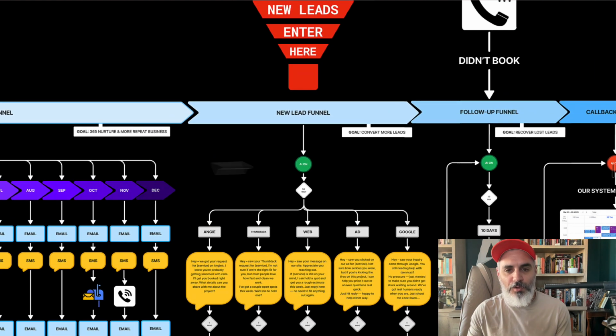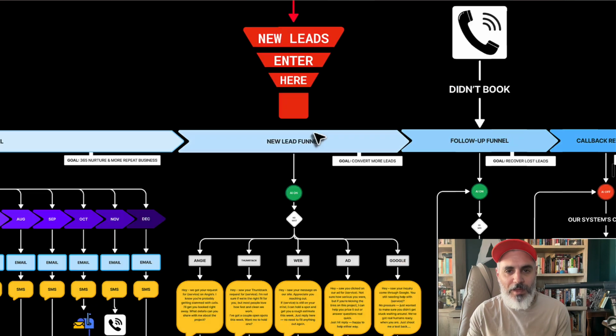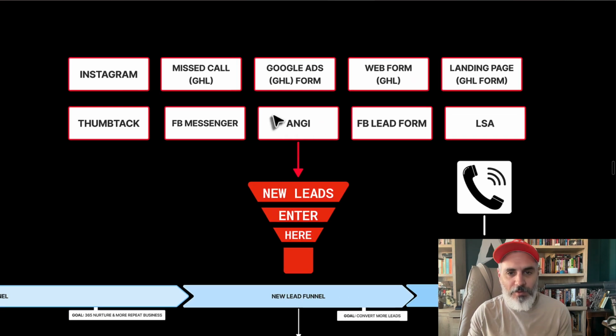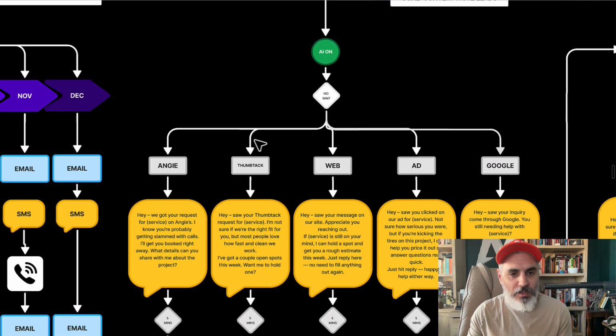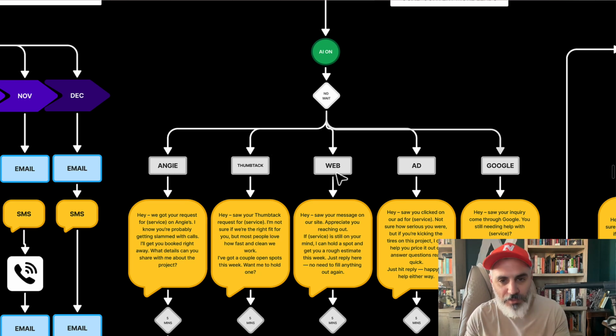While you have your new leads coming in here, depending on where they come from, Instagram, Thumbtack, Angie, LSA, wherever they're coming from, the second they come in, they're going to go down one of these branches, right? So if they came in from Angie, we're going to say one thing. If they came in from Thumbtack, we're going to say another thing. If they came in from a web form, they'll say another thing, a Facebook ad or a Google ad.